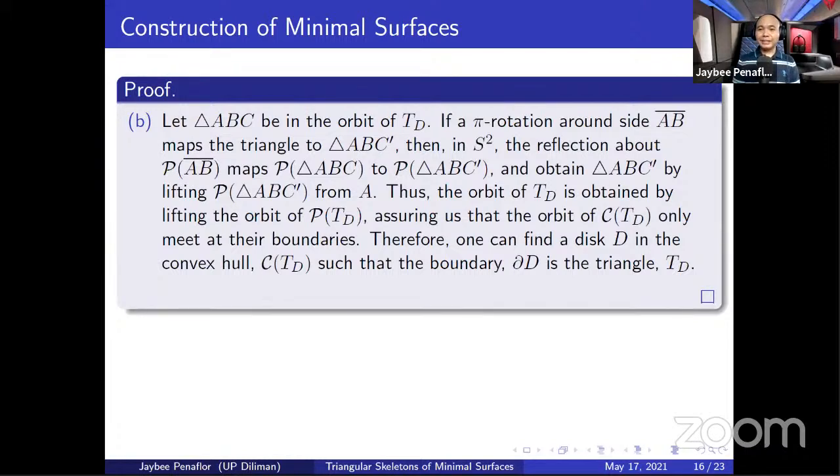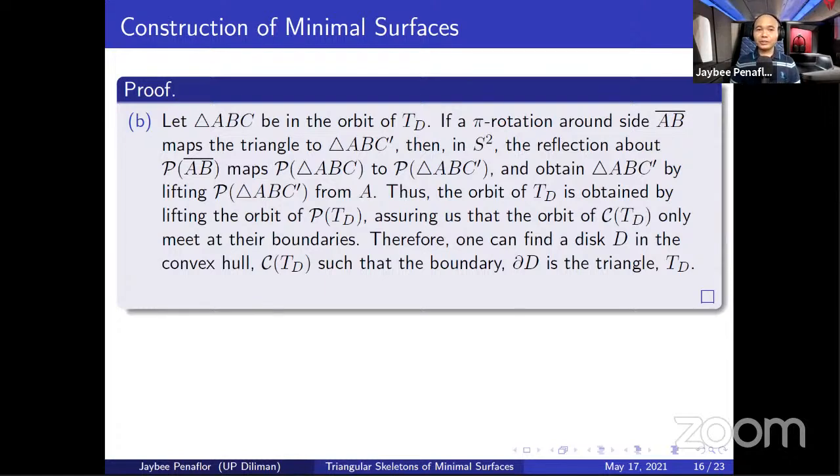Let's look at what happens in S2. In S2, because of the enlarged Hopf fibration, mathcal P of the side AB maps the triangle, the image in the Hopf fibration, to another triangle. So essentially, in order to obtain the triangle ABC prime, which is in S^3/2, we are just lifting this triangle in S2 from A.